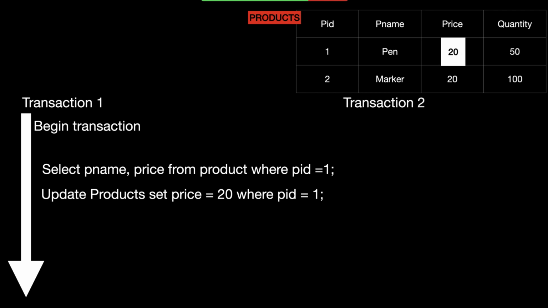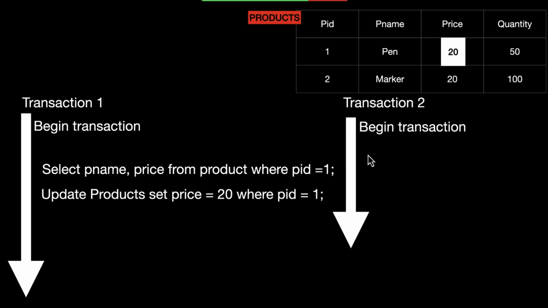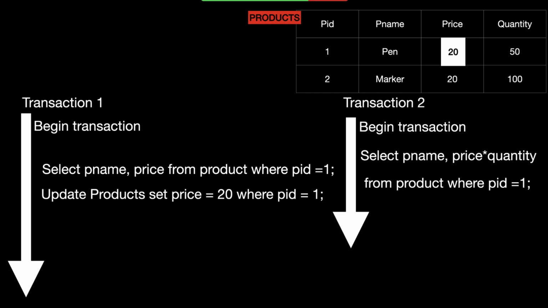Now imagine at the same time another transaction gets started. Again the transaction begins here. Imagine this transaction is being executed alongside the first one. It is selecting the product name and price times quantity. It wants to see what the total stock price available is, so it is doing 50 into 20. Now the price has been changed to 20 and the quantity is 50, so 50 into 20 is 1000. This is what we will get.